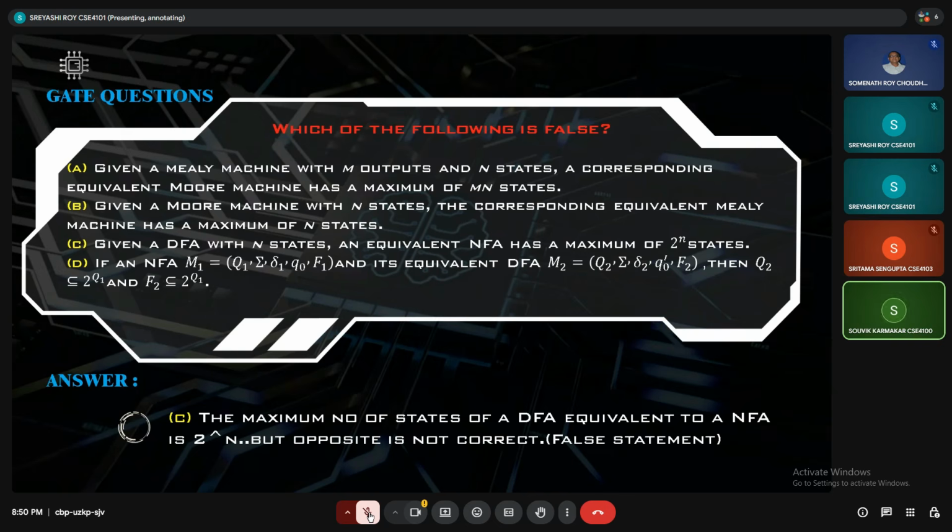Option D is based on subset construction for NFA to DFA conversion and it is valid. Option C is false because it incorrectly states that a DFA is equivalent to an NFA with up to 2 to the power n states. In reality, the opposite is true when converting an NFA to a DFA. The number of states can go up to 2 to the power n, not the other way around. Therefore, the correct answer is option C.